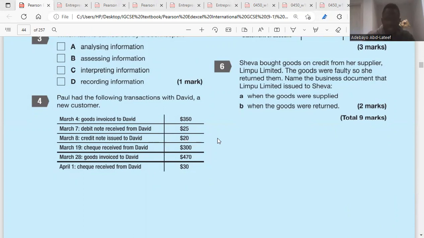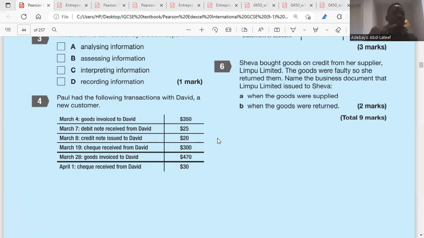Then David issued a debit note. So that means what I told you is wrong. David is a customer here, so he has issued a debit note to Paul, the supplier. So they made a mistake there. A debit note was received from David, $25. It's not going to be debited or credited because David is just requesting that this amount should be taken away. It is for the supplier to accept or not. So it's not going to be recorded. You still leave it as 350.